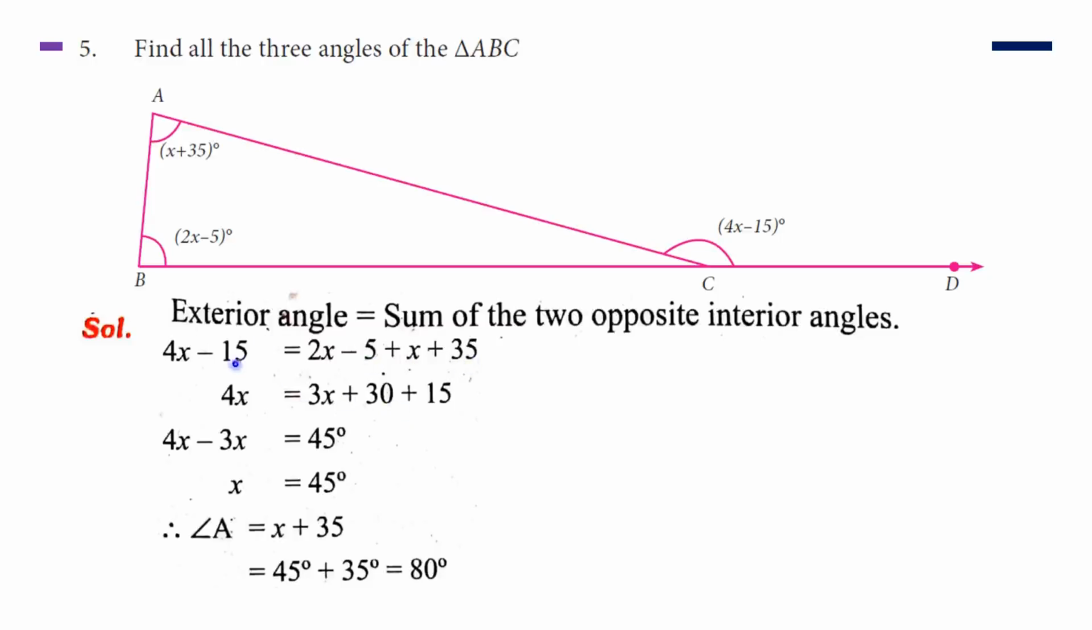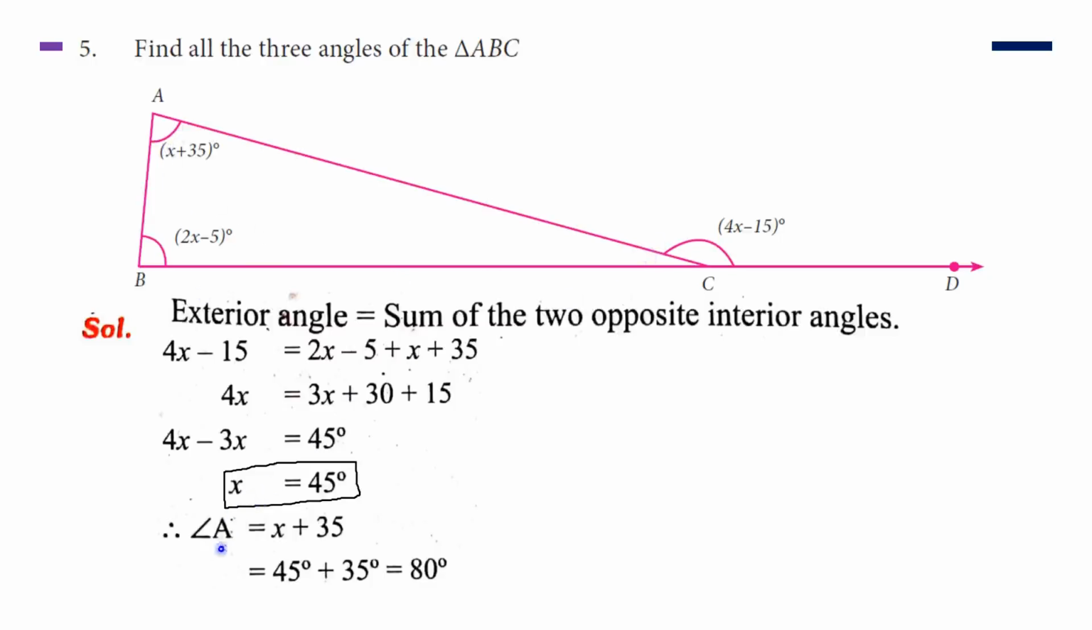This minus 15 comes this side, plus 15. Then this 3x comes this side, minus 3x, is equal to 30 degree plus 15 degree, which is 45 degree. 4x minus 3x means x is equal to 45 degree. So this is the answer for x. Now by using this x, we are going to find the other values of the triangle, A, B and C.